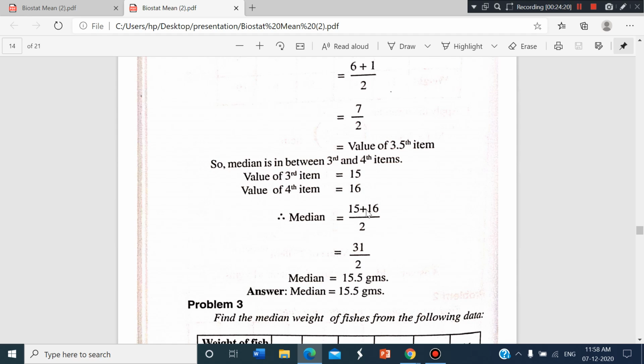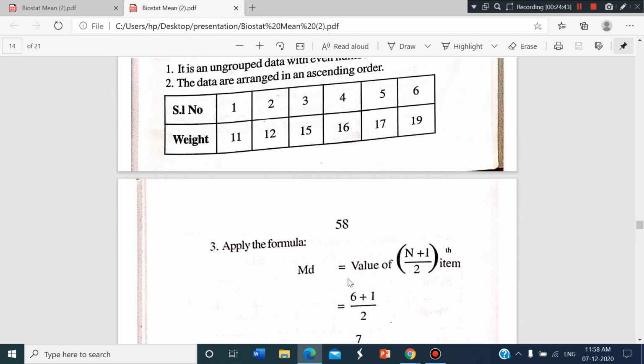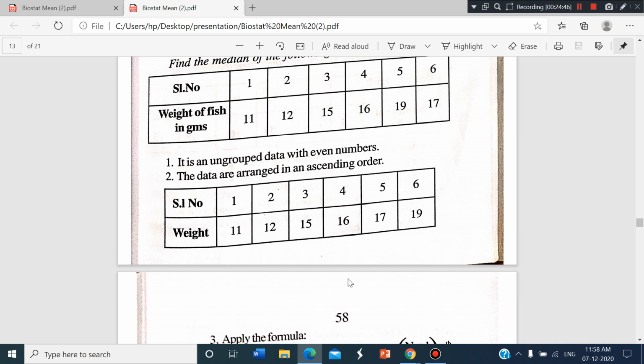So therefore, median is equal to 15 plus 16 divided by 2. 15 plus 16 is 31, divided by 2. The median has become 15.5 grams. So the median is 15.5 grams. This is for the even number. For an odd number, that problem is not there, because with only 5 items there will be one middle item. But here there are 6 items, an even number, 3 on this side and 3 on this side.